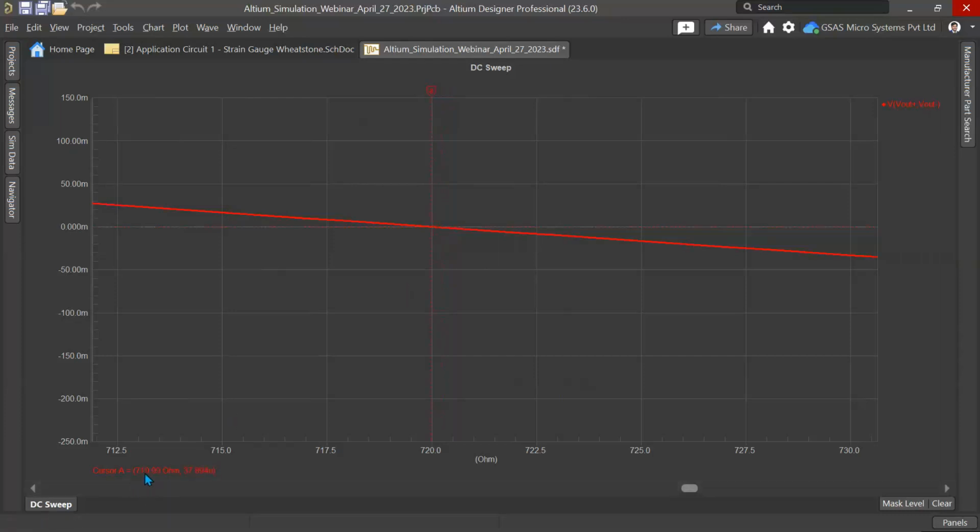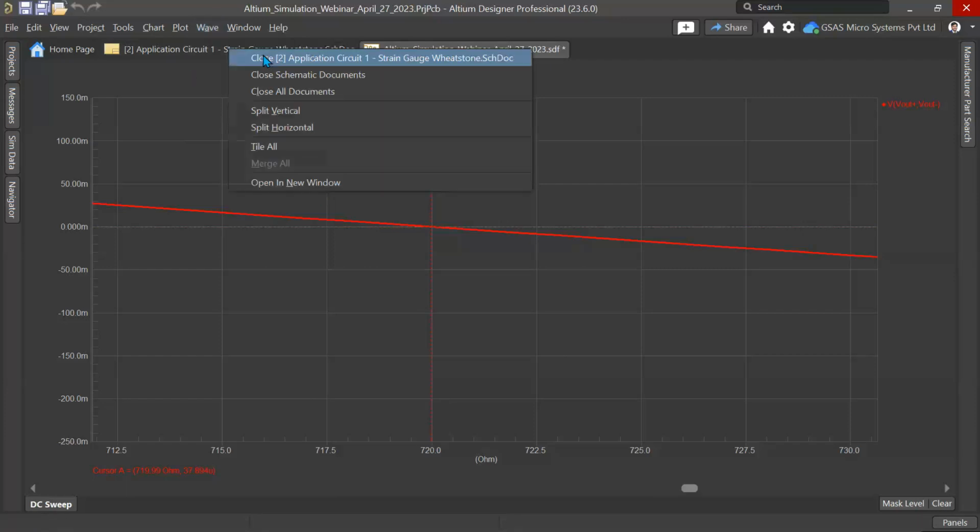That means if you update the resistance value with 719.99 ohms, the voltage difference between the two nodes will become zero. Hence, your circuit is satisfied. This is how we can determine the value of the components by using the DCSP analysis.